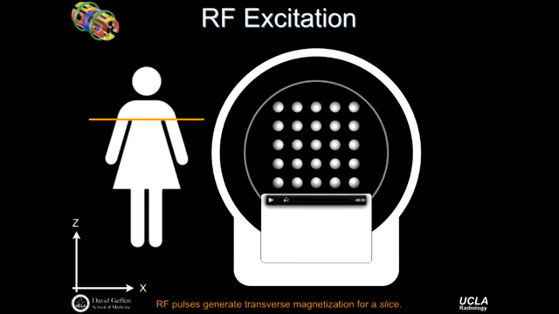So what we're looking at is an axial slice. The yellow line here is just the axial slice through the patient, if you will. And we're observing the spins that are in that particular slice. During the process of excitation, it looks something like this. That RF pulse acts on all of those spins within that single slice.